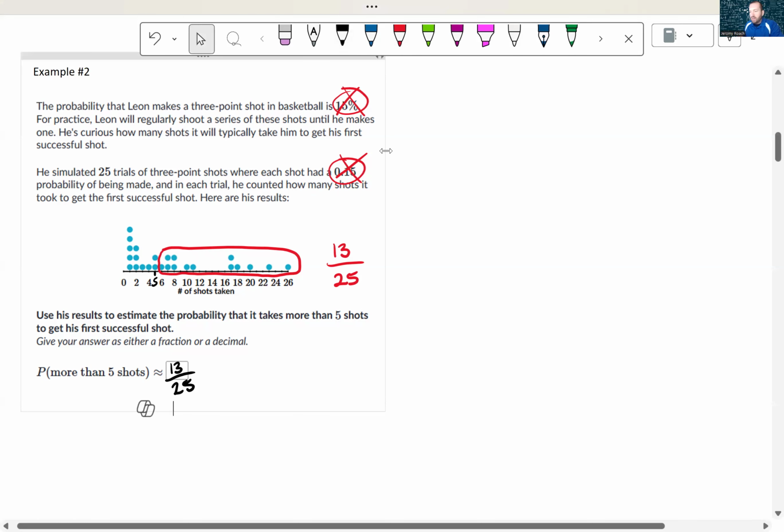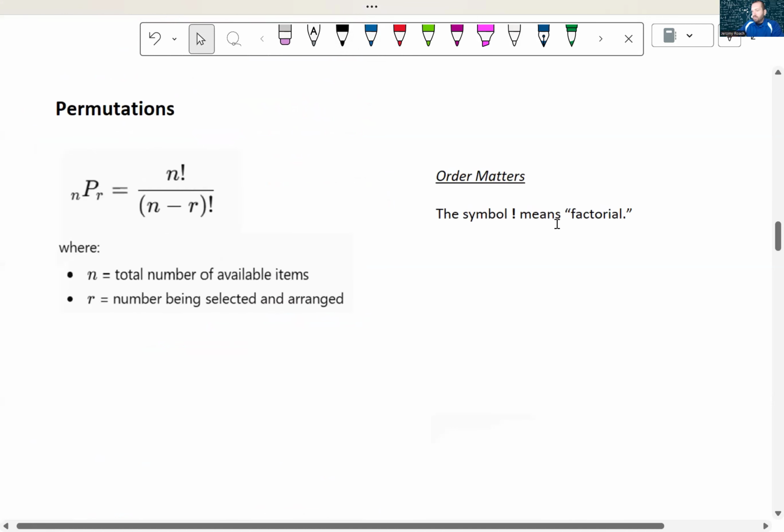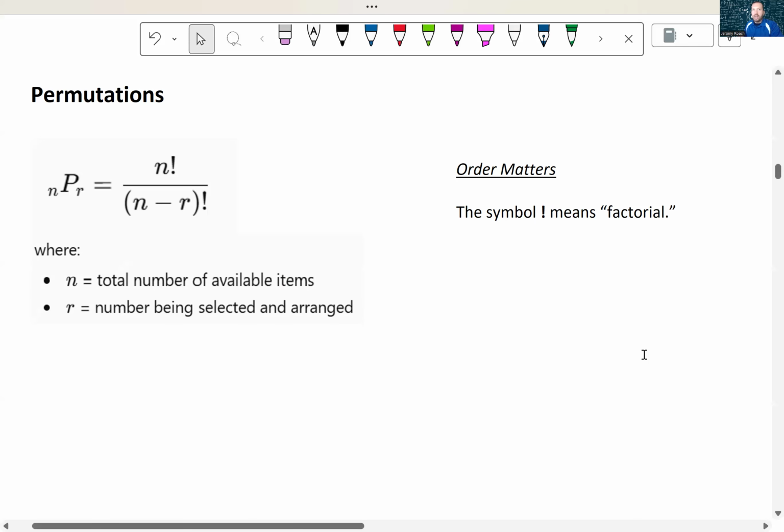All right, next we're going to talk about permutations. Permutations are arrangements of objects where order matters. We use permutations when we want to know how many different ways we can select and arrange items from a group. So if changing the order creates a different outcome, then we're dealing with a permutation.